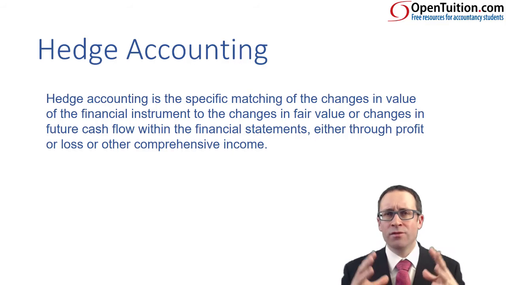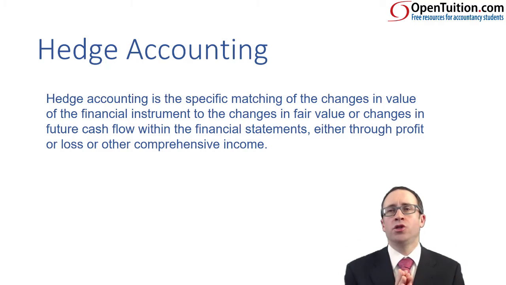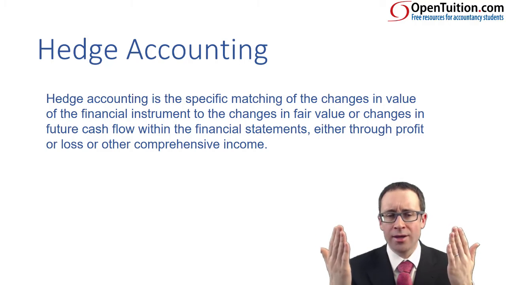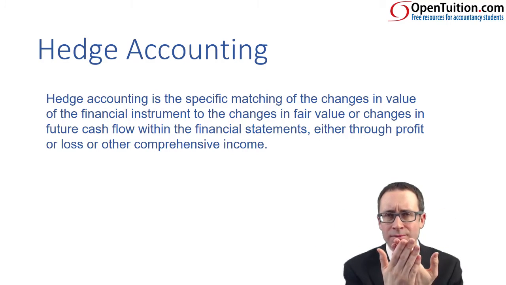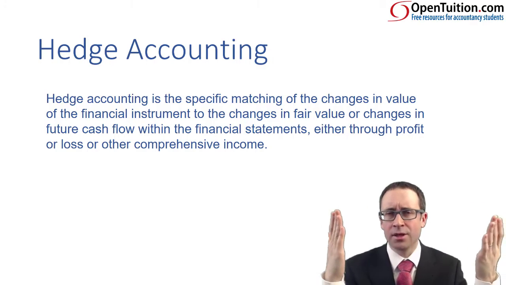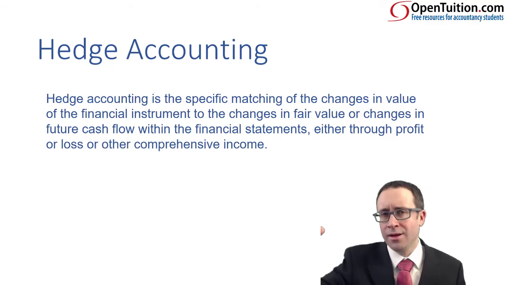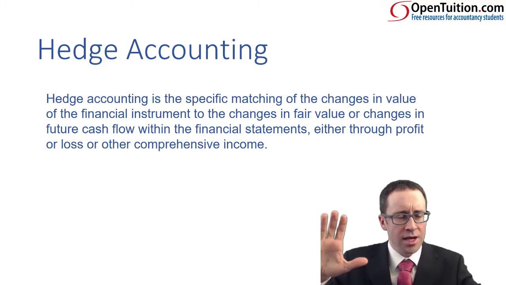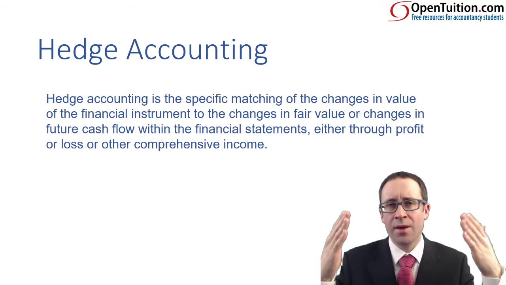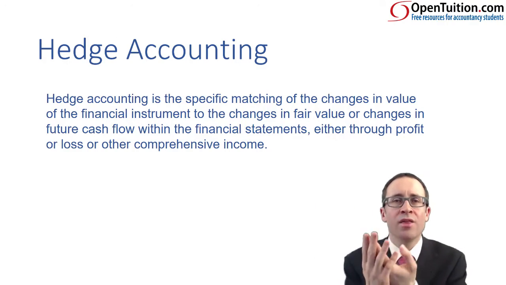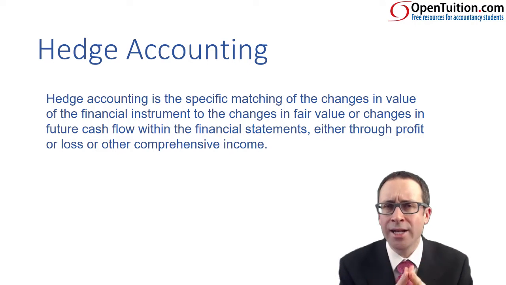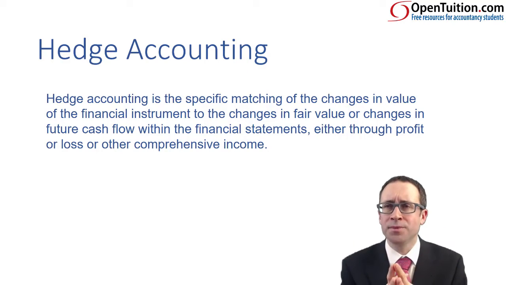Hedge accounting is the process of making sure that the gain and the loss are recognized in the same place, so that they do offset. We don't want them in different places. We don't want a gain in profit or loss and a loss in other comprehensive income, because they're not offsetting each other, are they? We want to offset them in the same place, either in profit or loss or in other comprehensive income. And that's what hedge accounting is about.